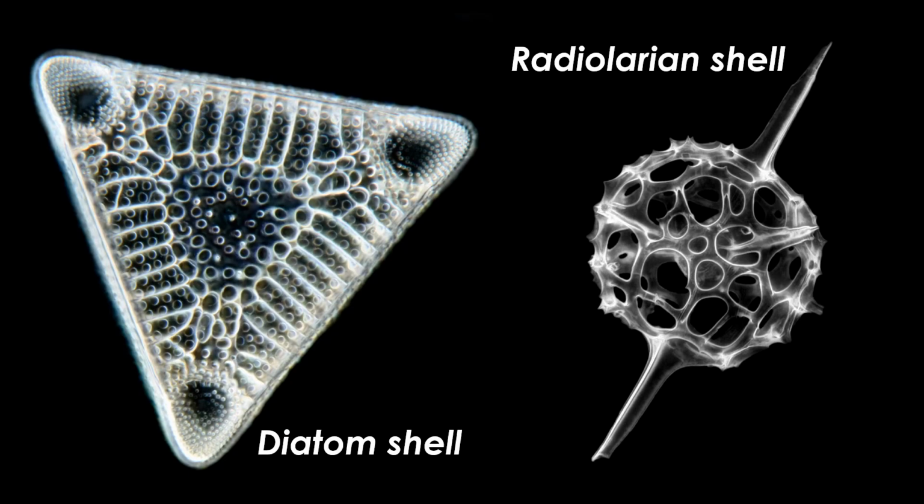That said, sponges aren't the only source of silica, or chert. Cherts form in lakes and ocean environments where there is an abundance of radiolarians and diatoms. Both of these groups of microorganisms produce shells made of silica.